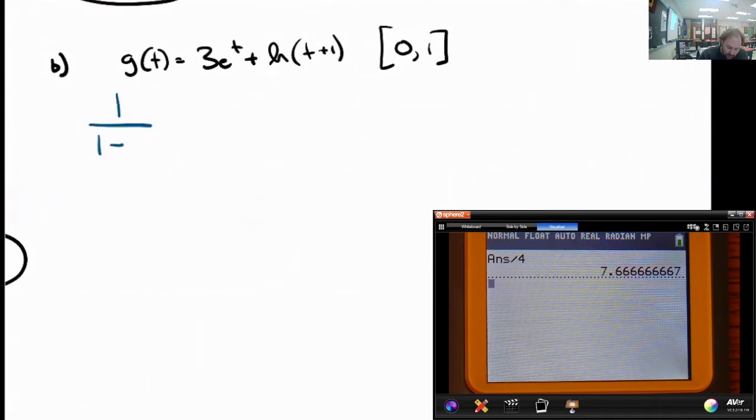So the fraction is 1 over 1 minus 0, which is just 1. And this is the integral from 0 to 1 of the function 3e to the t plus the natural log of t plus 1. And you know what? We're just going to let the calculator handle that integral, honestly.